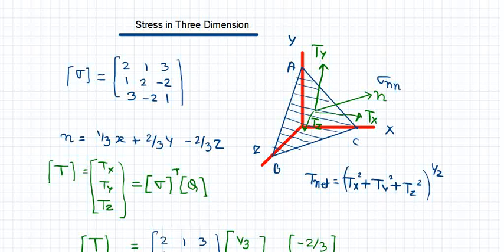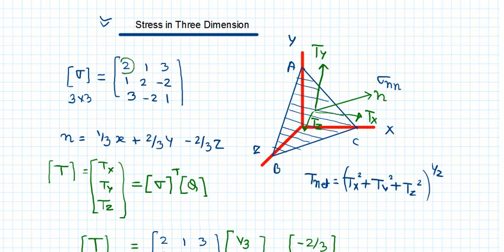Okay, so we were discussing stresses in three dimensions. Now let's say we have a stress which is represented by sigma, and because we are discussing in three dimensions, it means we should have 9 components and the matrix should be 3 by 3, and this we had discussed in the previous classes.